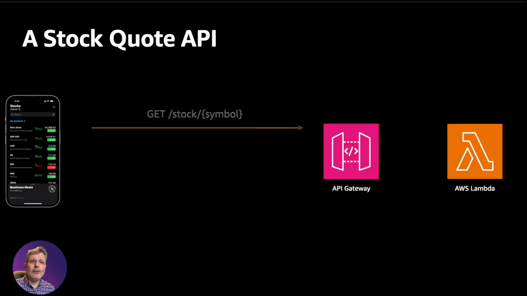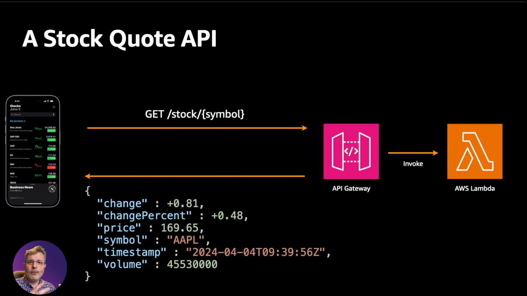For this demo, I'm going to use a demo stock quote application. So we are going to create a very simple stock API. Whenever there is an HTTP GET on /stock and then a symbol passed to the API Gateway, it will invoke a Lambda function that will return a very small JSON object with a percentage change, a value change, the price of the stock, the symbol, Apple in this case, timestamp, and the volume exchanged that day. So that's typical financial data from the stock market.